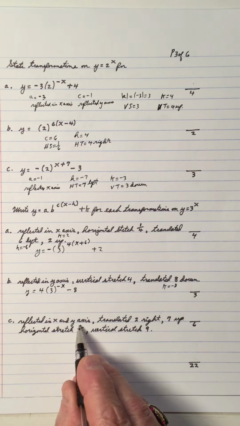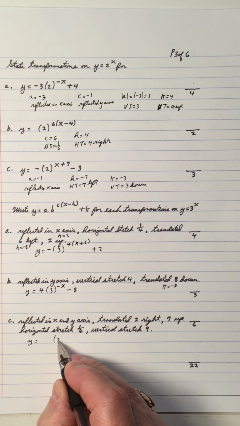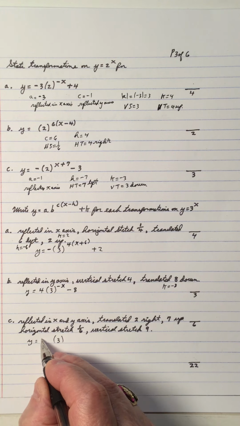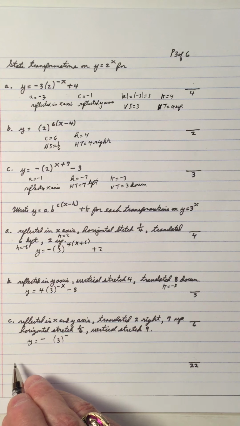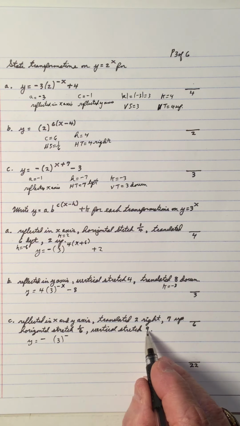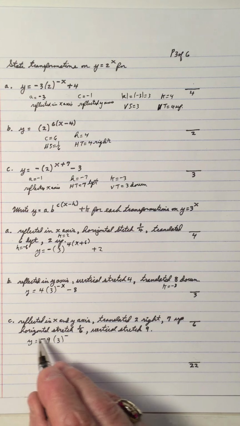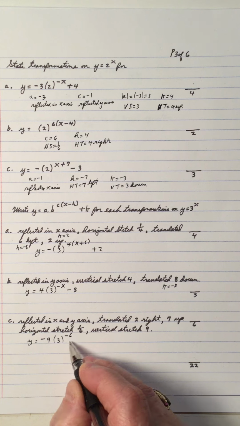And reflected in the x and y axes. So again, the base is 3. It's reflected in the x-axis and the y-axis, so that's a negative here, and it's a negative here. Now, do we have a vertical stretch of 9? So that A is 9. Do we have a horizontal stretch? 1/6, so it's the reciprocal of 6.